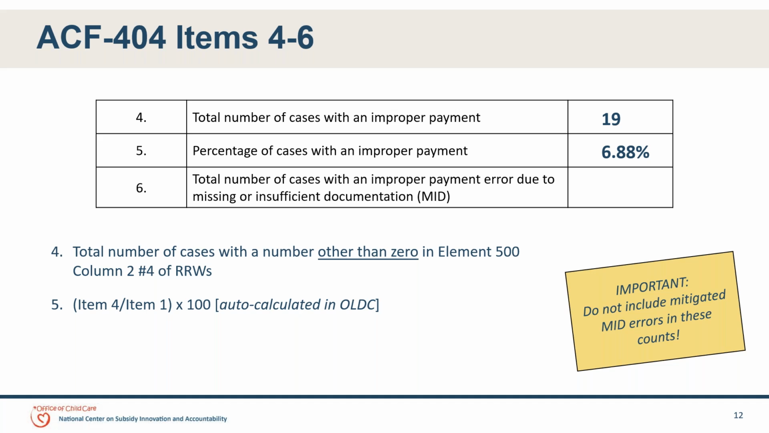Oh, and I should throw in here for number 4, the total number of cases with an improper payment. If you had any MID, missing or insufficient documentation errors that were mitigated, make sure that those are not included in that tally in item 4.